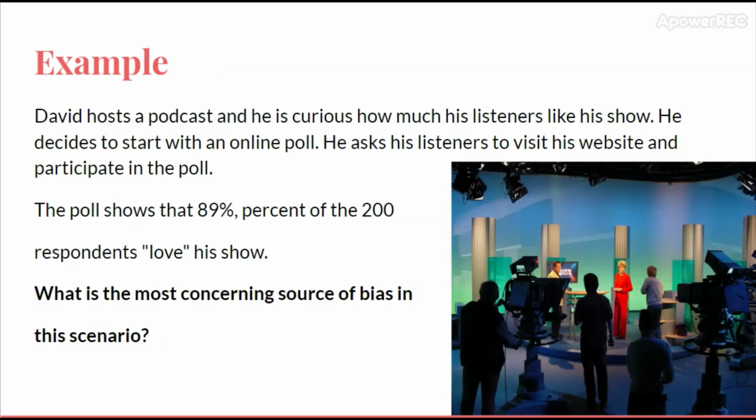The first example is talking about a TV show. Basically, there is one TV show actor, and he did a research, and on the website it shows that 98% of 200 people said they love this show. So what kind of bias is this in this example? And here is the answer.